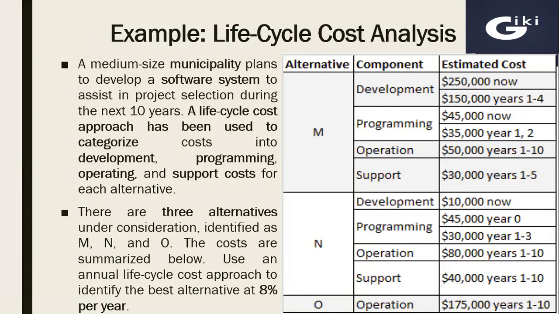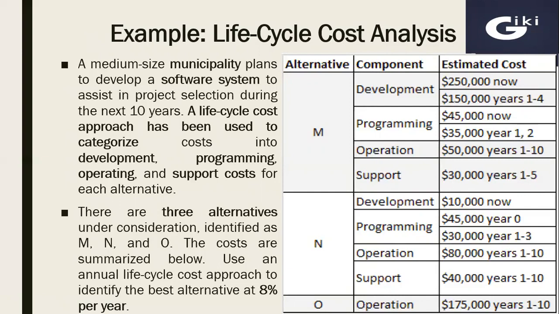And in case of alternative N, the cost of the development component is $10,000 at time 0. And for the programming component, $45,000 at time 0, $30,000 in years 1 to 3. And for operations, $80,000 from year 1 to year 10 every year. And in the support component, $40,000 from year 1 to year 10.